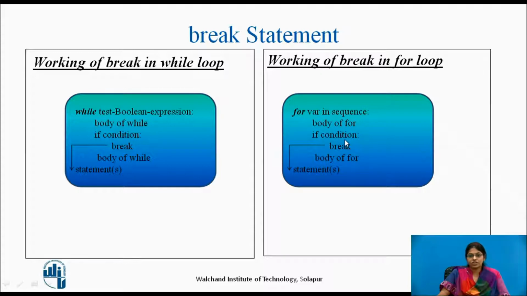But if this condition comes out to be false, then the if block is skipped and it will go to the execution of the body of the for loop, and again it will go to the next item of the sequence of the for loop. This will continue in a loop till the variable is in the sequence or the break statement is executed. Once the break statement is executed, it will come out of the loop.